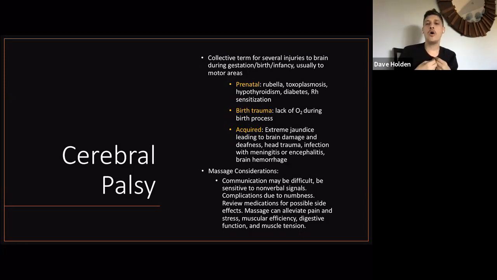So we've talked about what to avoid. What can massage therapists do for patients with cerebral palsy? We can alleviate pain and stress. We can increase muscular efficiency. We can aid with digestive function. If they're on pain meds, a lot of narcotics constipate you, so we could do gentle abdominal massage to help encourage colon function, so we can help ease their constipation. And we can relieve muscle tension.